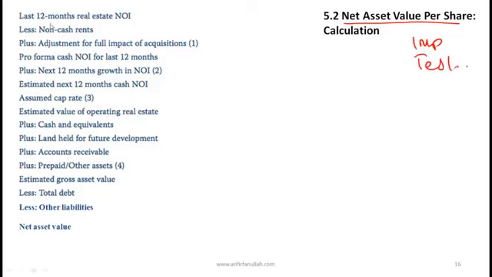So the starting point is the last 12 months real estate net operating income. We then reduce non-cash rents. Now the idea here is to remove the impact of straight lining. Let's just understand what this concept of straight lining means. Lots of real estate leases are long term, and you have a situation where rents might be increasing by 3%. So in a 10-year lease, the lease term might be that rents will increase at 3% per year.